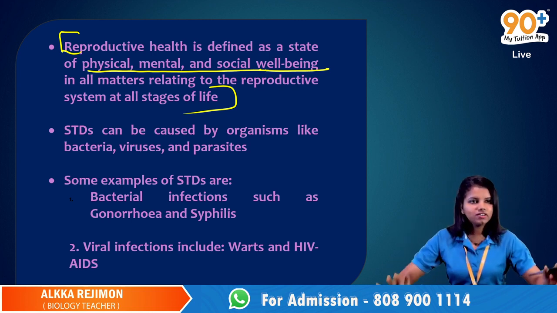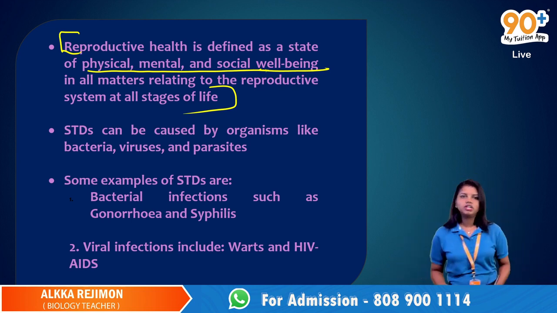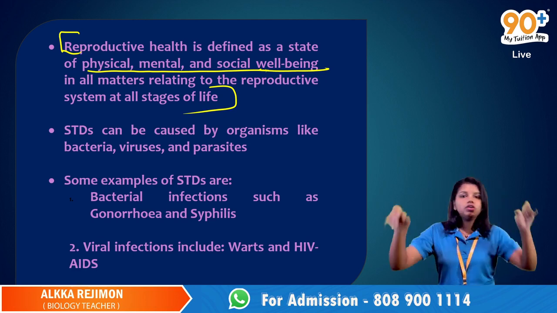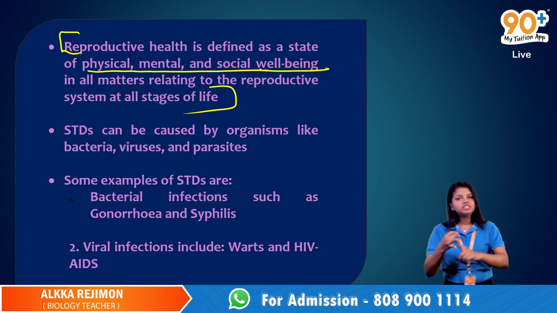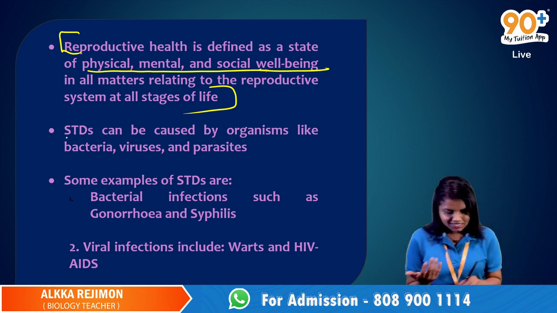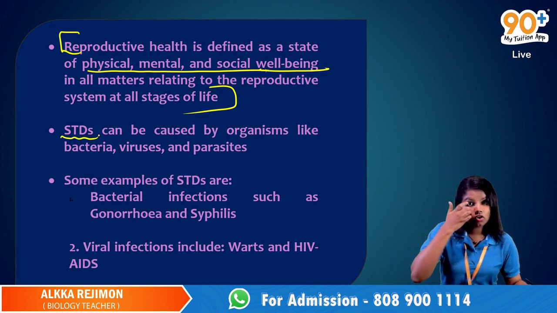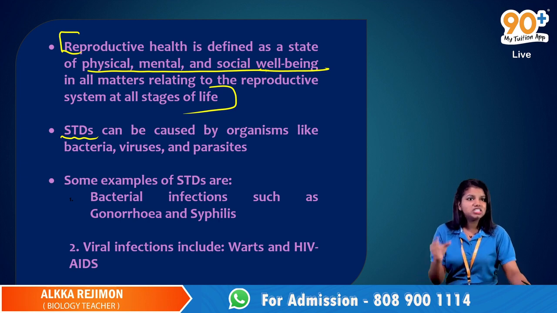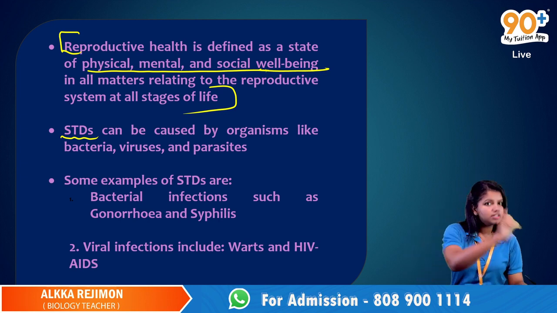So reproductive health basically is not only the health of our reproductive organs, but it is the overall physical, mental and social well-being of a human being. And there are several STDs which can be caused by several organisms, our microbes. And STDs are sexually transmitted diseases.